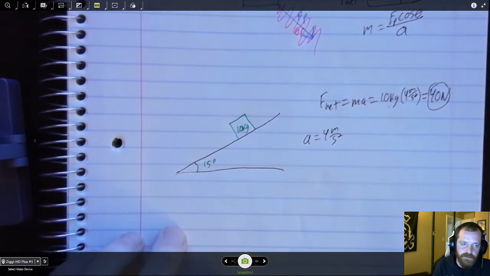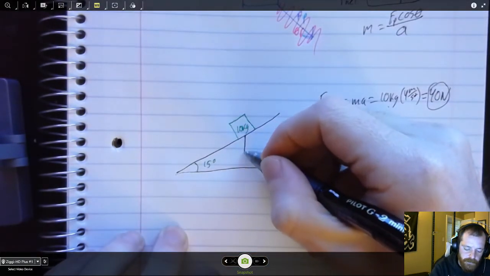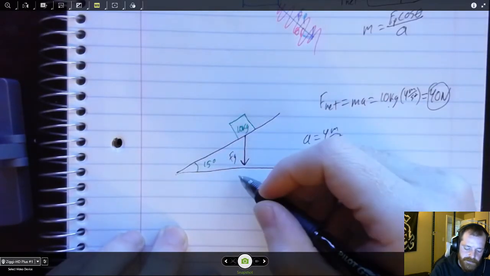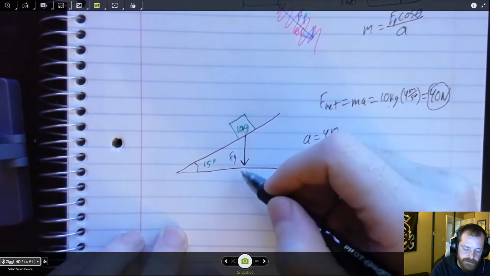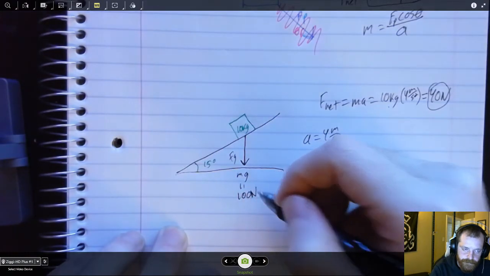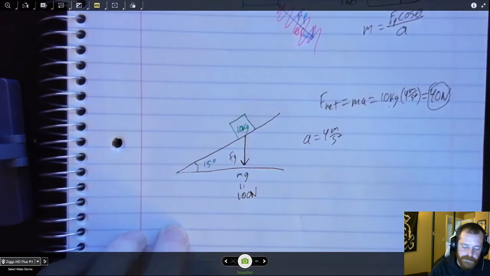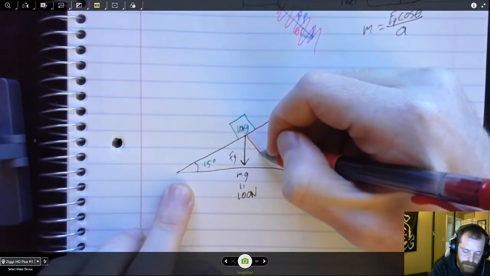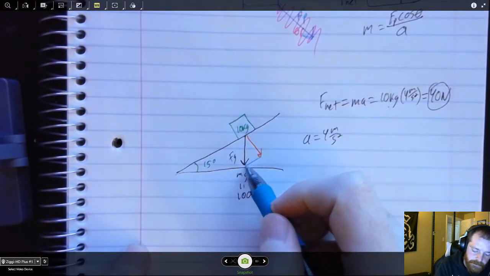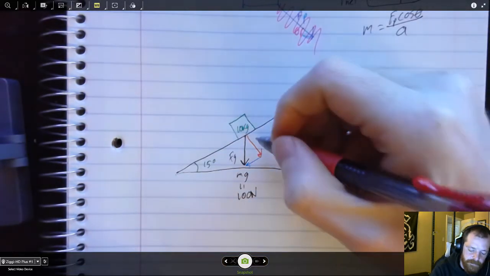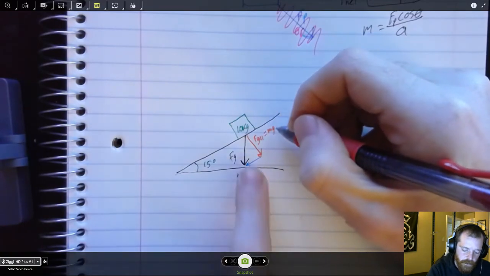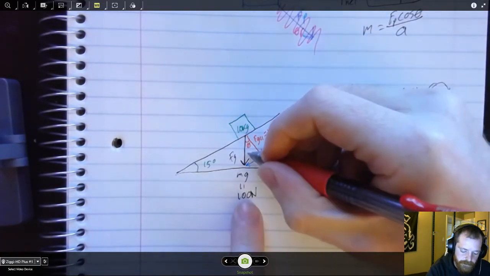Next thing we should probably do is draw the free body diagram. So we got weight pulling down. And the weight, we already basically know what that is. It's mass times the acceleration due to gravity, which here would be 10 times 10, or 100 newtons. That gravity we could split up into two parts: the perpendicular part of gravity and the parallel part of gravity. The perpendicular part we can find by doing mg cosine, because our angle's right here, 15 degrees.